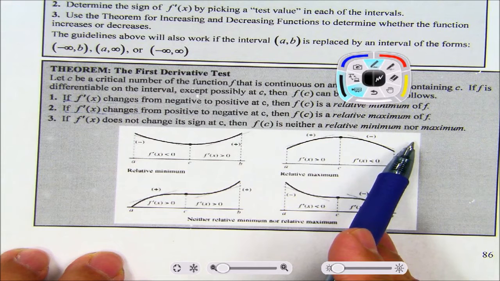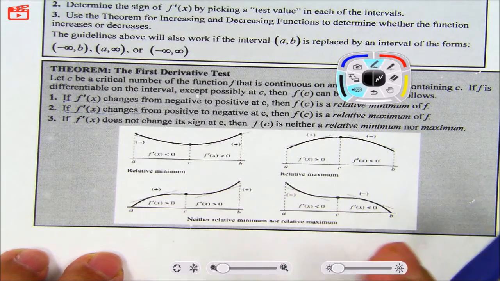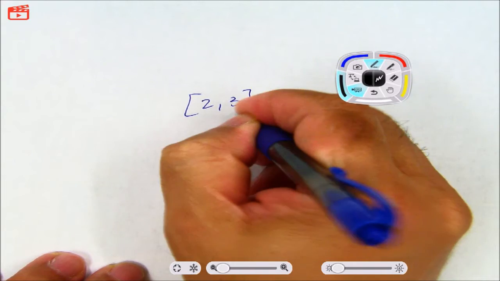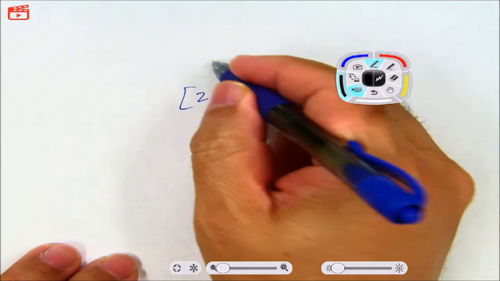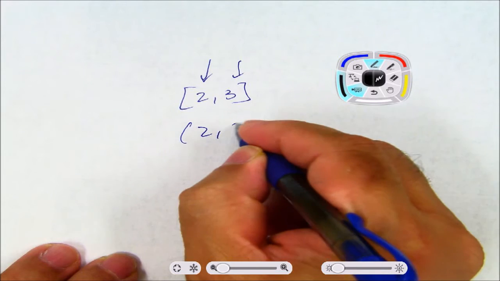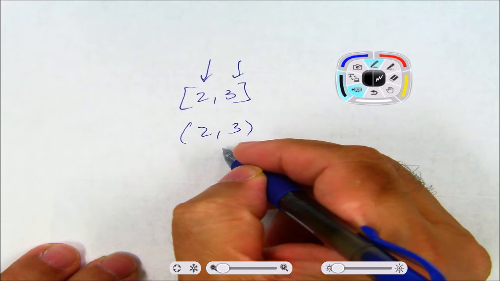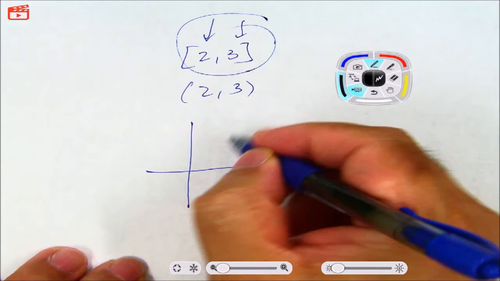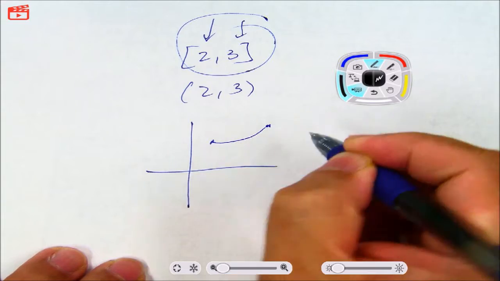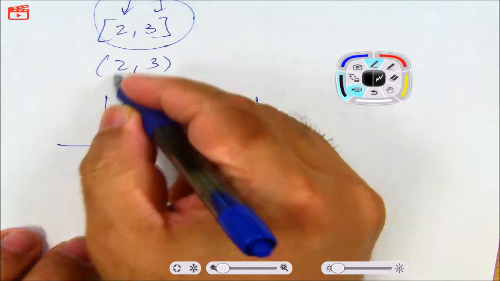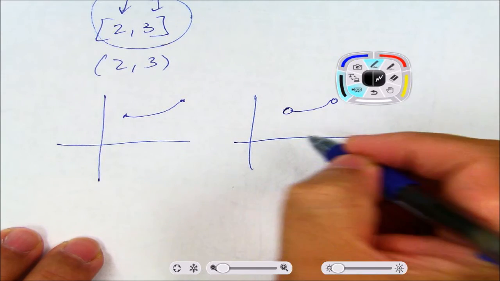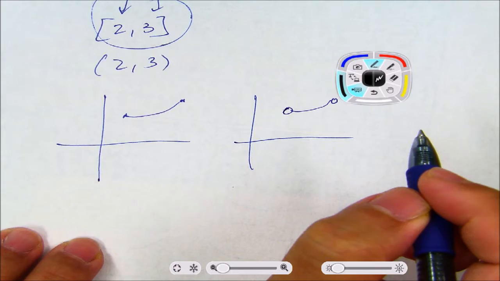Real quick, can you explain the difference between a closed and an open interval? I'll just do it on the back of this paper. If I have, say, [2, 3], that means it's an interval that includes the endpoints. An open interval means don't include the endpoints. If I wanted to illustrate this on a graph, I'd have something that looks like this. For the open interval, it would be open circle and open circle, so it doesn't include the endpoints. Does that answer your question?